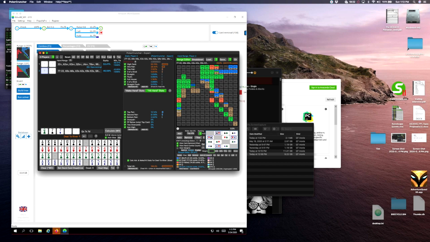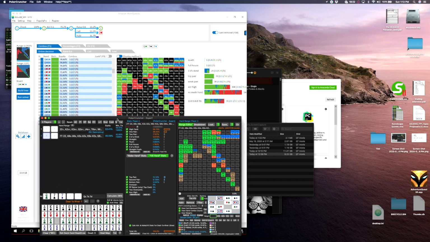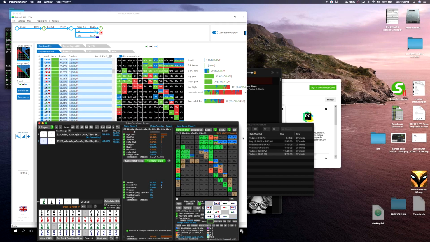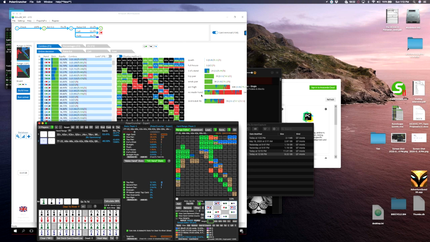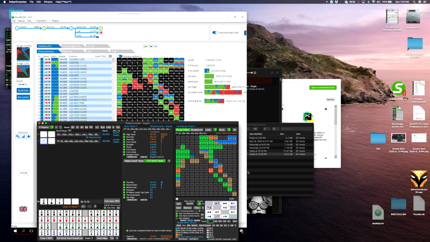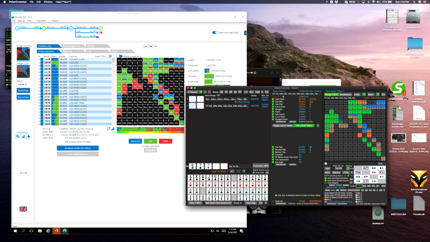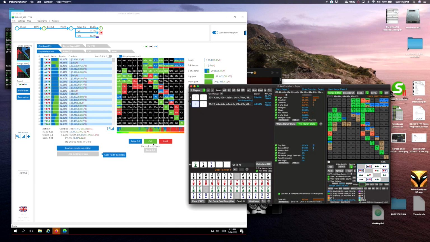Yeah, okay. So we've constructed a range. Let's take a look. Okay. So looks like we did pretty well for our, let me let you see the key. Okay, blue is raise, green is call, red is fold.